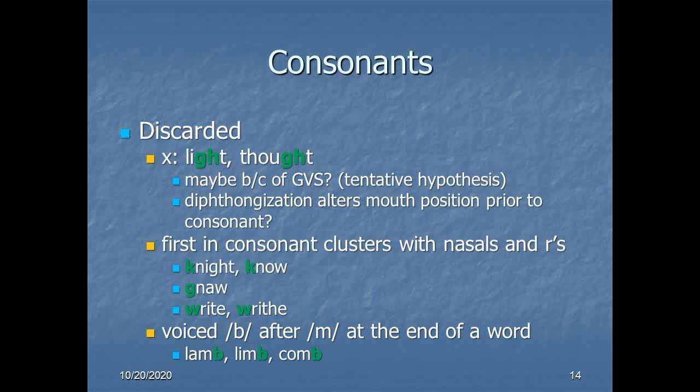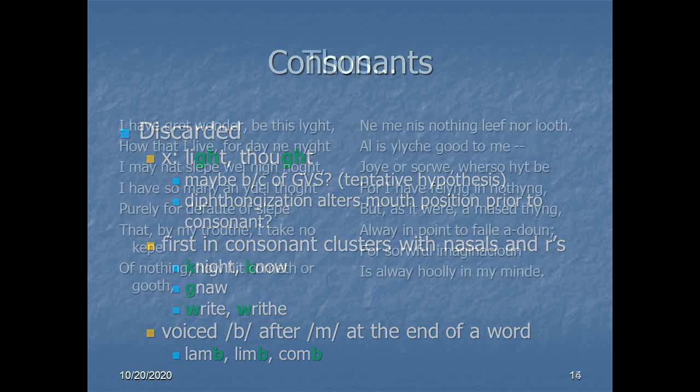Also with consonant clusters, we lost the voiced B when it follows an M. So, while we would say Mary had a little lamb, Chaucer might say Mary had a little lam-b. Similarly, while for us, a tree might have a limb, or we might find ourselves out on a limb, Chaucer would find himself out on a lim-b. And while we comb our hair, Chaucer would com-b his. And this brings us pretty much to the end of the pronunciation changes in early modern English.